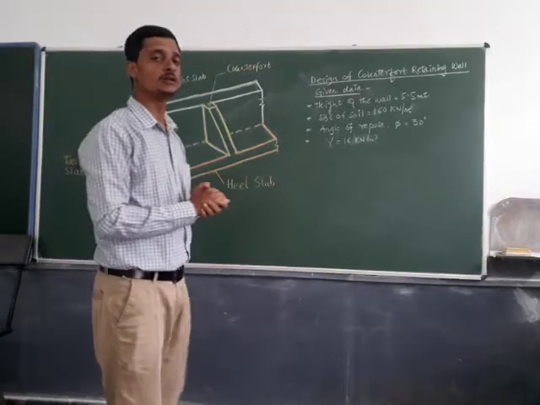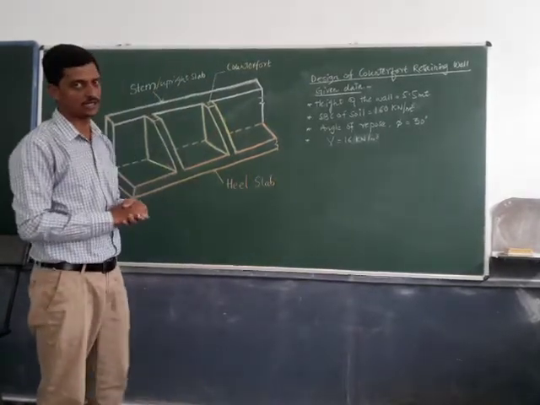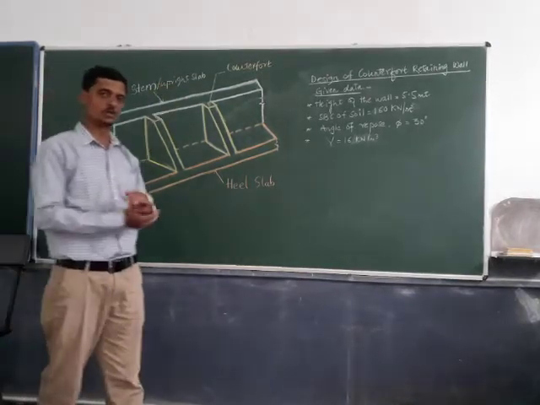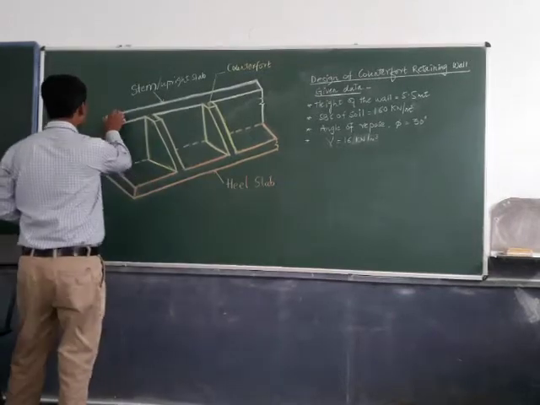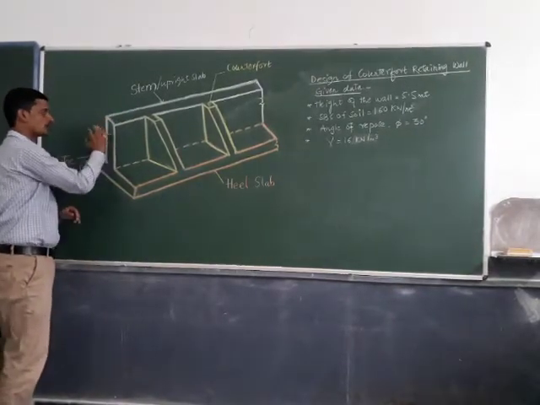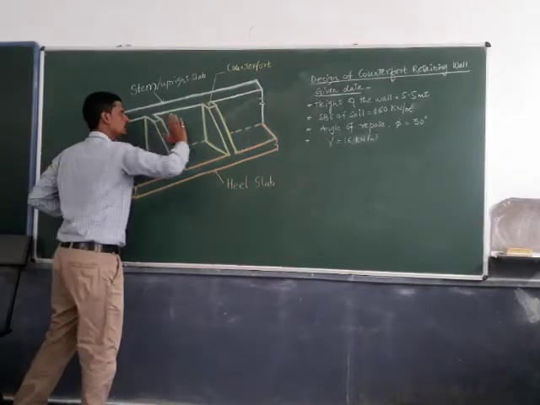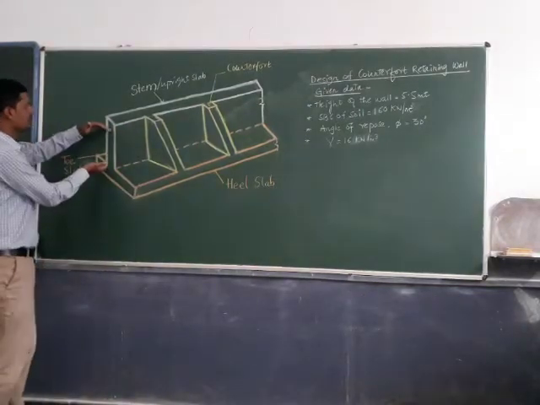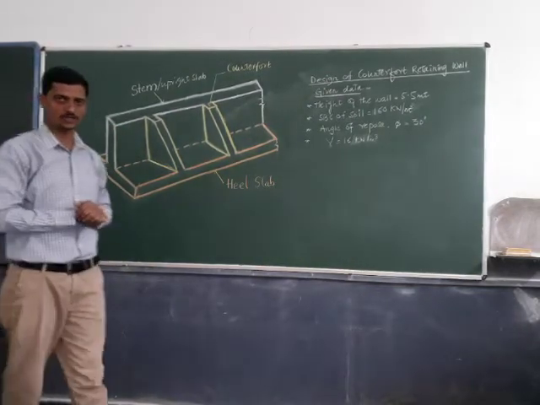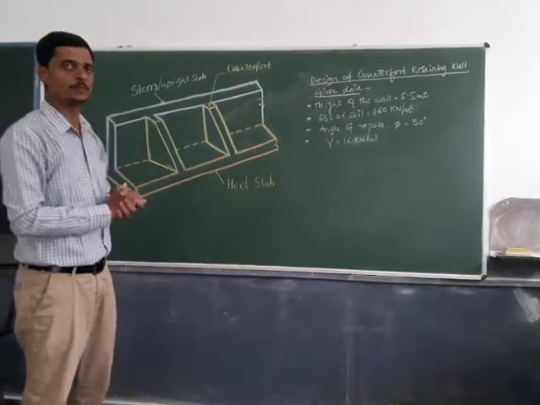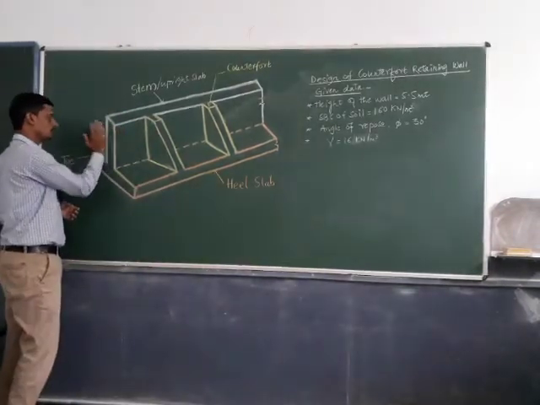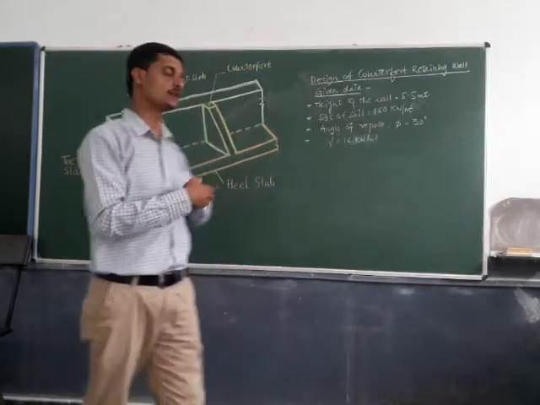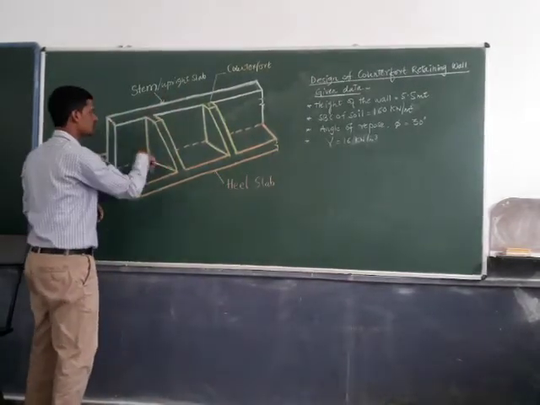What is the difference between the cantilever retaining wall and the counterfort retaining wall? When the height of the retaining wall is more than 5 or 6 meters, the vertical slab or stem tries to bend or buckle because of the horizontal soil pressure. That has to be resisted by providing an additional element called the counterfort.